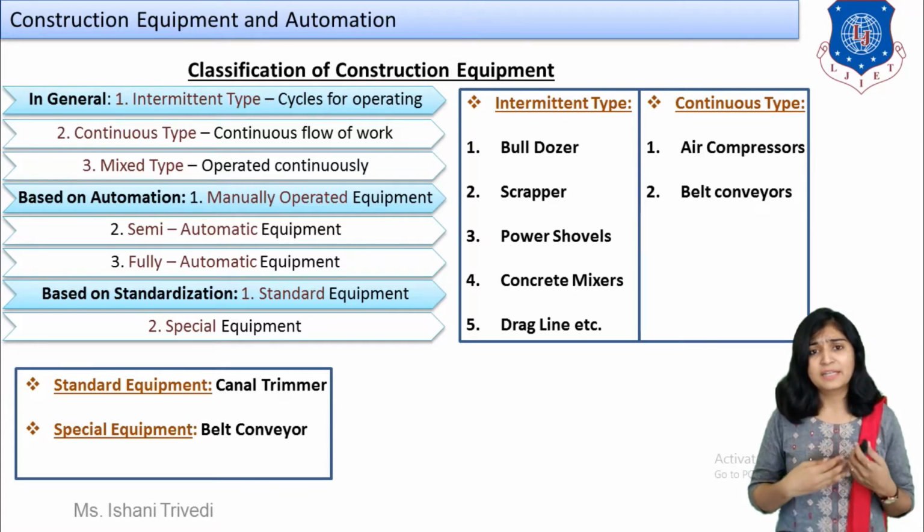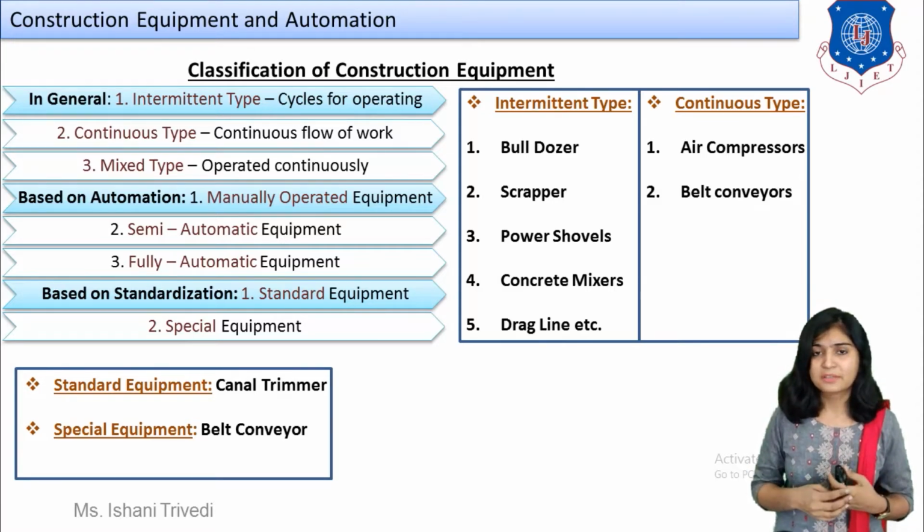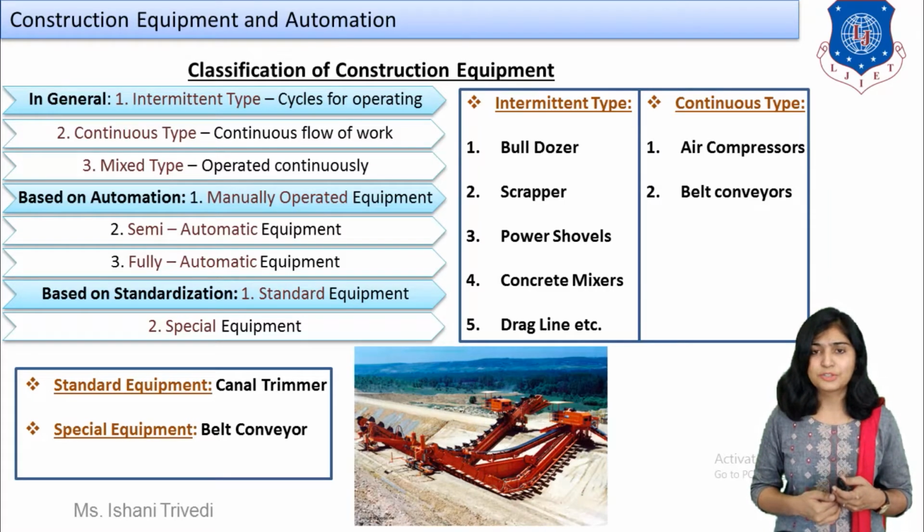Throughout the work, belt conveyors are kept on and continuously the work goes on. Similar is the case with the air compressors when they are used for whatsoever purpose. And then based on standard and special equipment, as I told you. Now standard equipment, here they are considering a canal trimmer as the standard equipment.